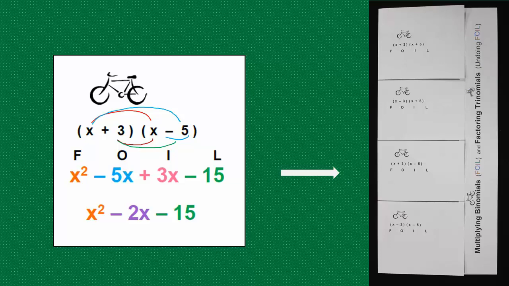We're through multiplying with the FOIL, so now we combine the two terms in the middle. We're going to need to take the negative sign with the 5 and combine negative 5 plus 3. Negative 5 plus 3 would be negative 2.